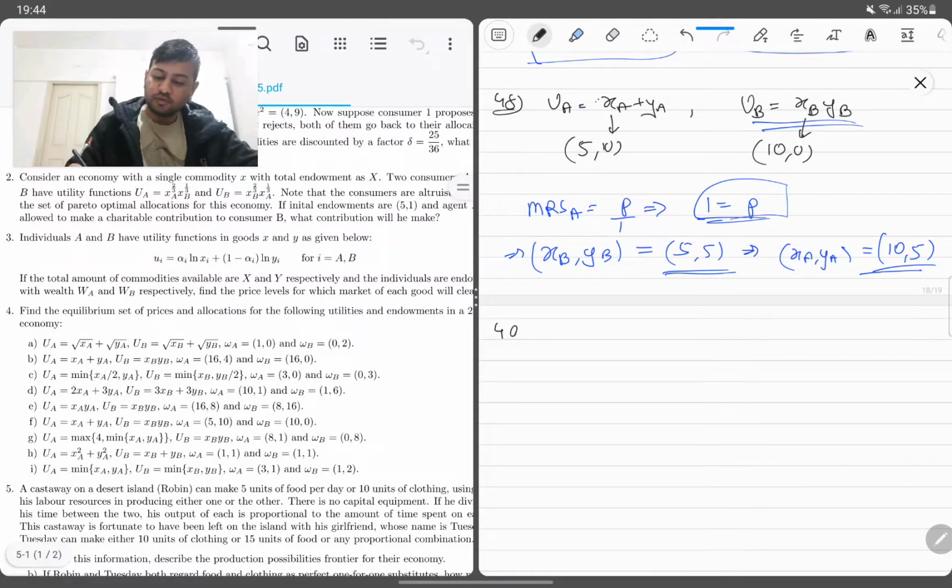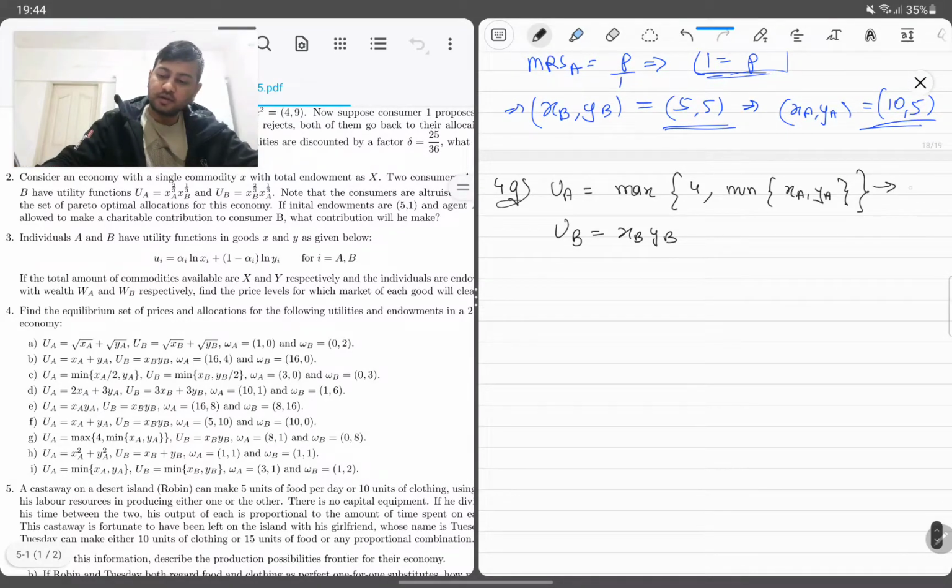Now let's do 4G. So utility of A is max of 4 comma min of xa comma ya, and utility of B is equal to xb yb. Okay, this guy's endowment is 8 comma 1 and this guy's endowment is 0 comma 8.